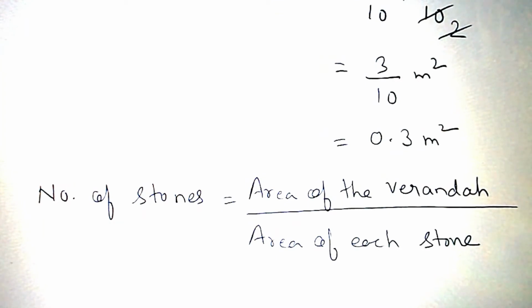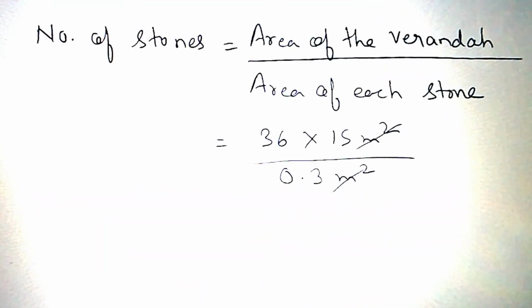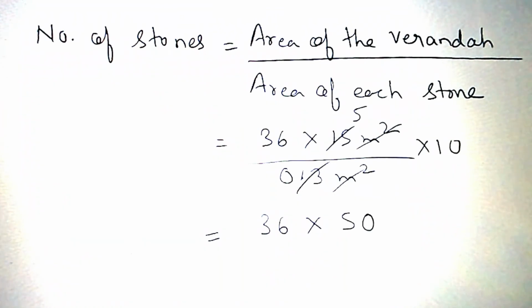Now, number of stones is equal to area of the veranda by area of each stone. Area of the veranda is equal to 36 into 15 meter square, and area of each stone is equal to 0.3 meter square. Meter square and meter square will get cancelled. 36 into 50. On multiplying, then we get 1800. It will require 1800 stones.